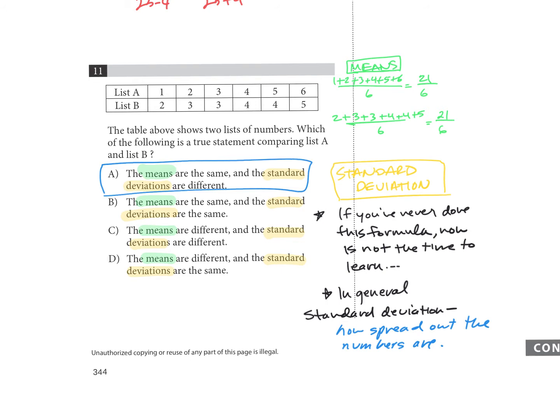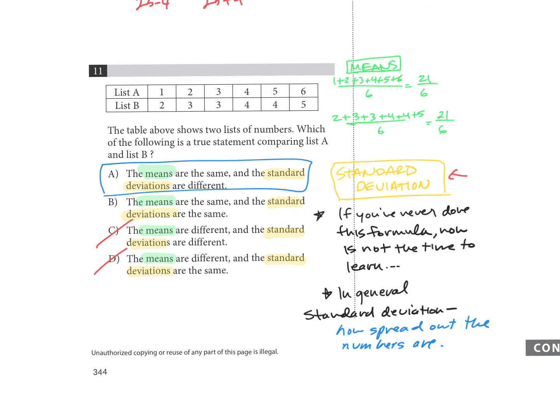So I found the mean. Mean is easy. Mean is average. So I add the numbers, divide by the number of numbers. Both means are the same. So I'm like, okay, I know the means are the same, so it's not C and D. So I've narrowed it down. A 50-50 shot. Even if I don't have any idea what standard deviation is, I should be able to get this one right half the time.